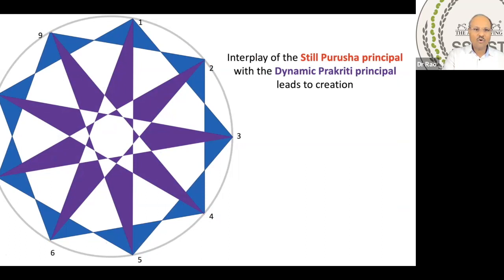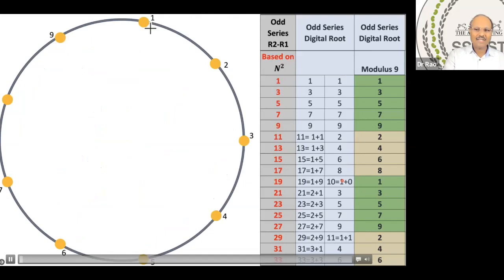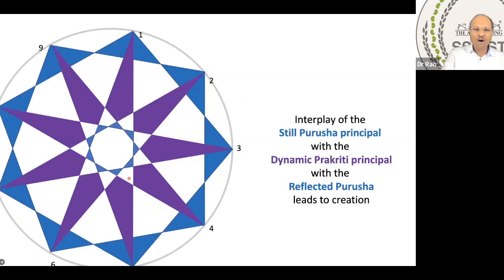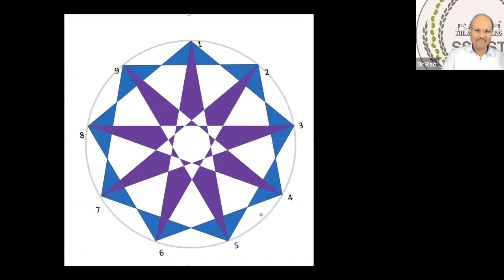So this is the beautiful interplay. So what we see here is the female principle with the male principle embedded. The Purusha is reflected here. Yeah. The Purusha is reflected here. And we will come back to why this reflection is important. So the interplay of the Purusha principle with the dynamic Prakriti principle, which has the Purusha reflected in it, leads to the creations, two creations, one inside our head and one outside us, or the manifest creation.